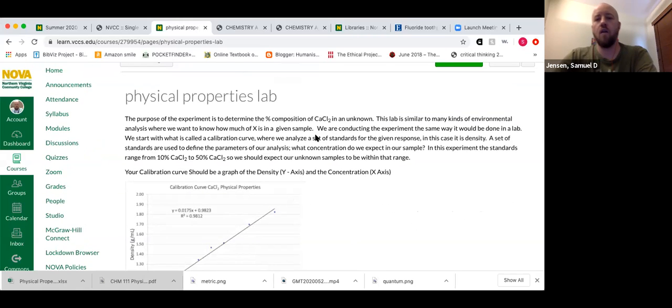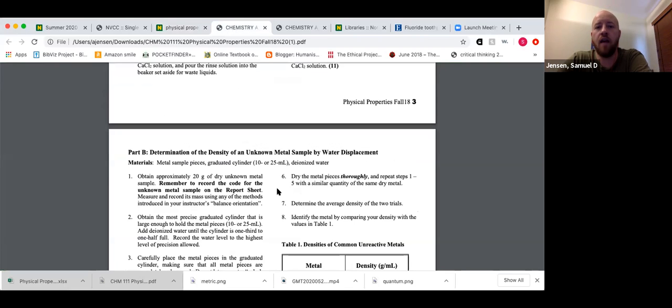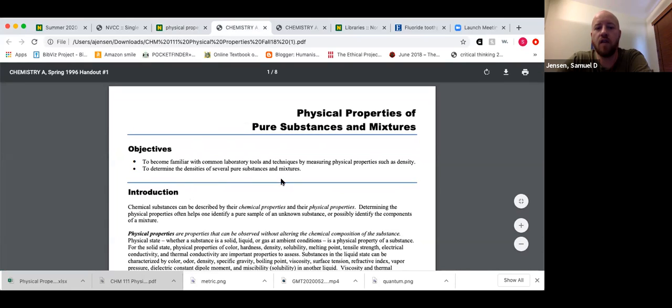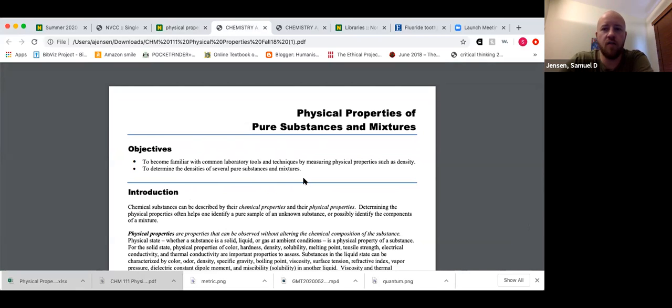Okay, so let's go back to the document. All right, so right here, I've identified the purpose of the experiment is to determine the percent composition of the calcium chloride unknown. Now let's look at the handout here. You'll notice the purpose is very different than the stated objectives. This is where I was talking about the other day, where the objectives listed in the PDF of the handout are not strictly the purpose of doing the experiment.